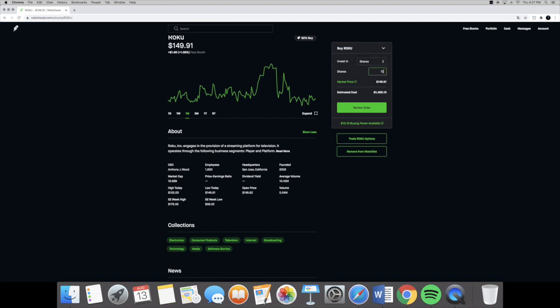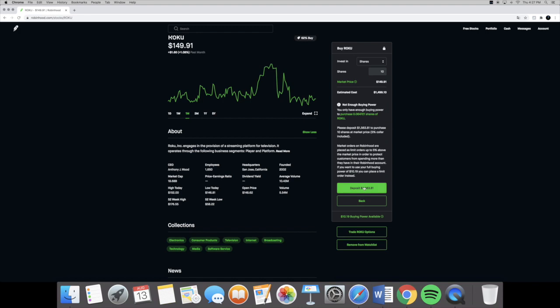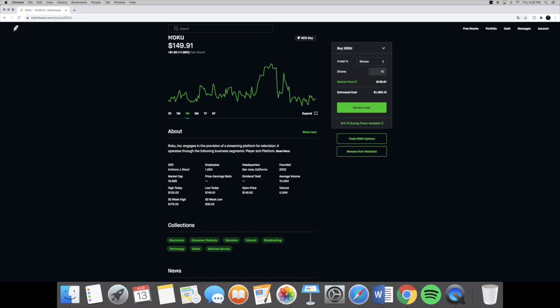You're gonna put here the amount of shares you want, right? And then you're gonna review order, right? And obviously, then you're just gonna press here to put your trade. Right? Simple as that. Robinhood is really simple. It's for beginner traders. It's not a bad broker. All right. Now, let's see right here.